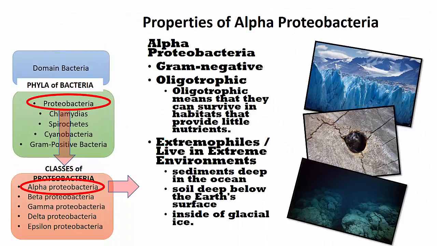Let's discuss the properties of alpha proteobacteria. Alpha proteobacteria are gram-negative. They're also oligotrophic. That means that they can survive in habitats that provide very little nutrition or nutrients. The alpha proteobacteria are also known as extremophiles and live in extreme environments, such as sediments deep in the ocean, or soil deep below the Earth's surface, or even inside of glacial ice.